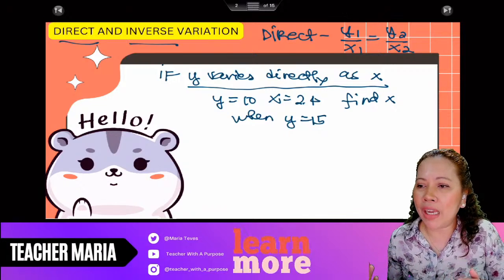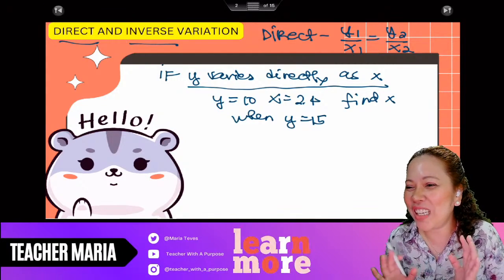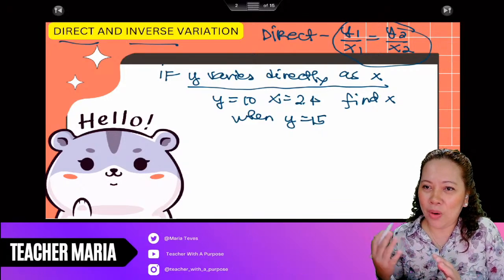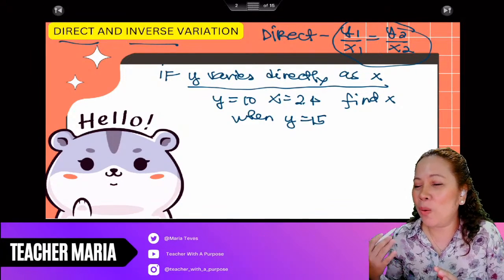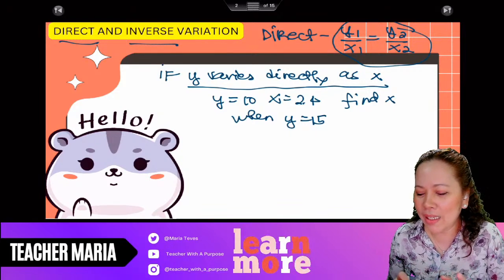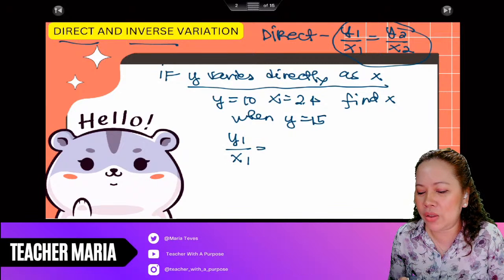So how would I find x? Go find your x. Okay? So we use back our y1 over x1 equals y2 over x2. So that will be y1. So we will just write our formula.